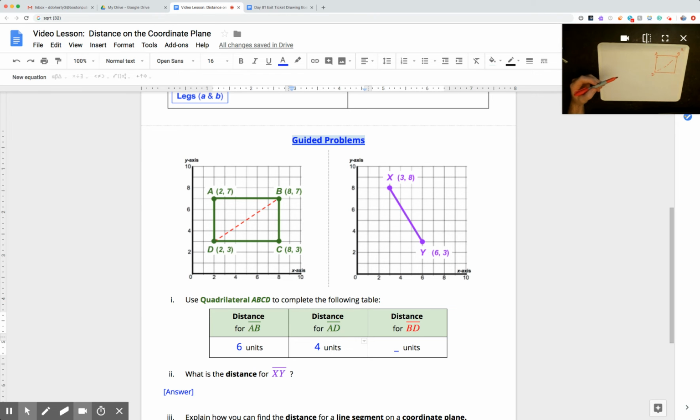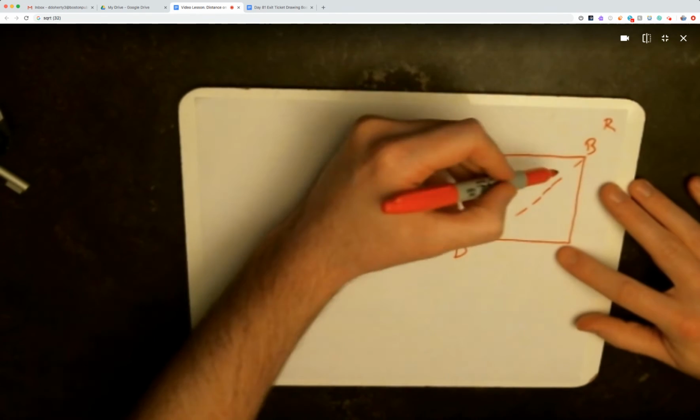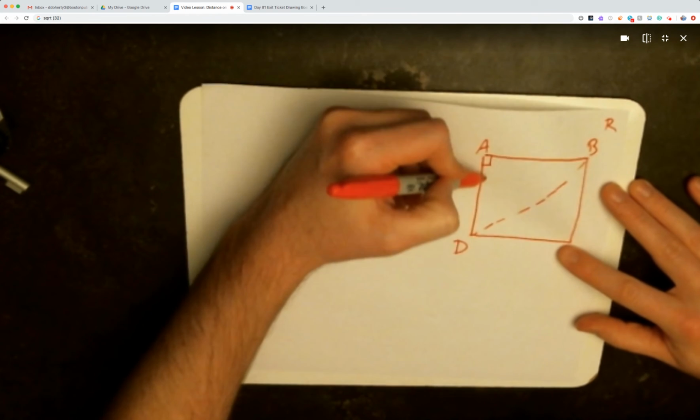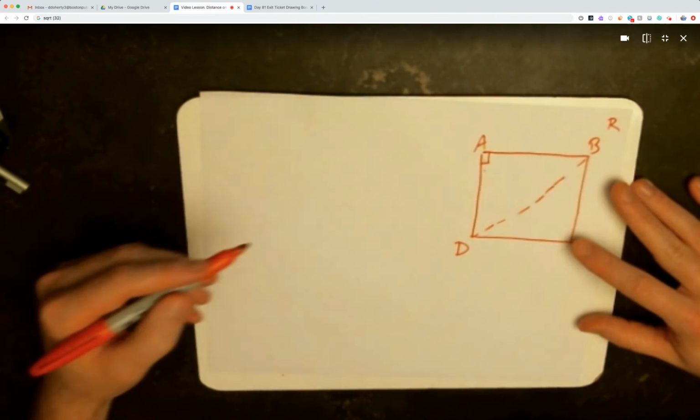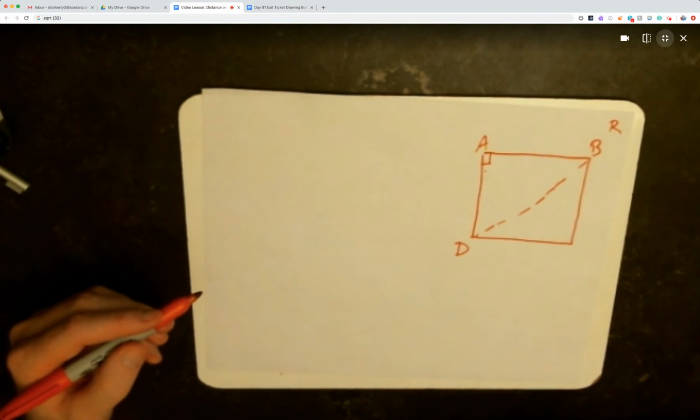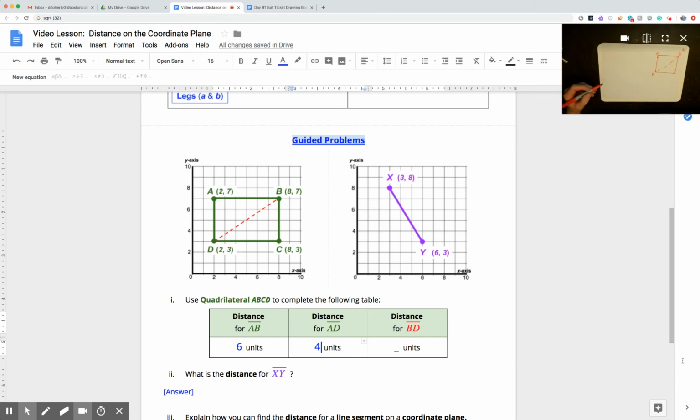Let me full screen the whiteboard. I'm going to focus on this right triangle that sits right here. We see that right angle there. I know the distance from A to B. If I take a look back at my work earlier, the distance from A to B is 6 units. The distance from A to D is 4 units.